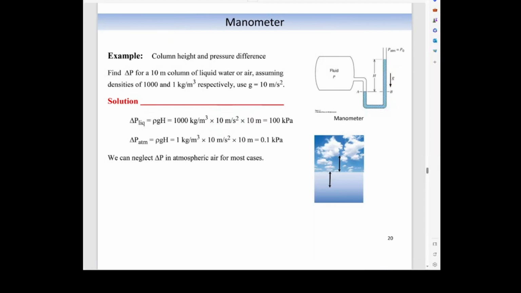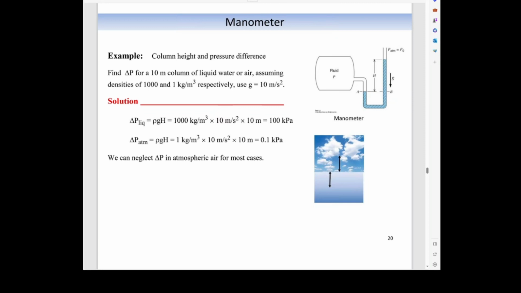Okay, so the next problem, we're just looking at the pressure difference due to a column of water versus a column of air. And in this case, for the change in pressure from the top down to the bottom, it would be just the density times gravitational acceleration times its height. In both cases, we have a 10-meter column of air or water. And here is the density of water. It's about 1,000 times that of air.